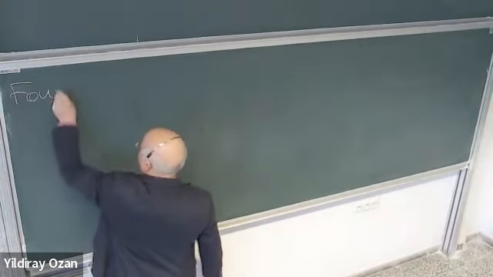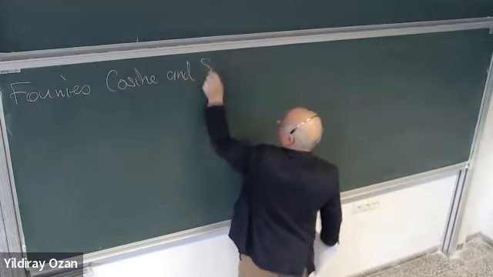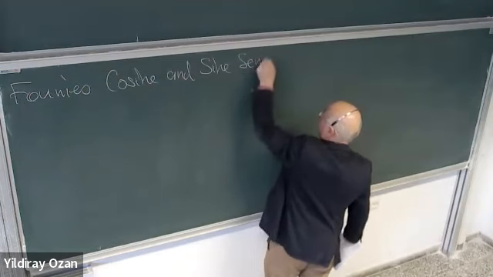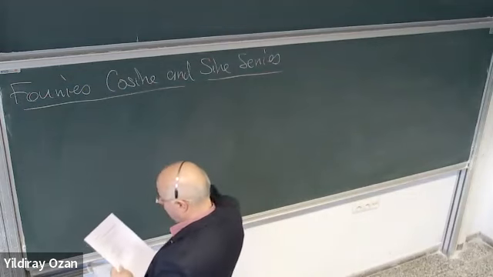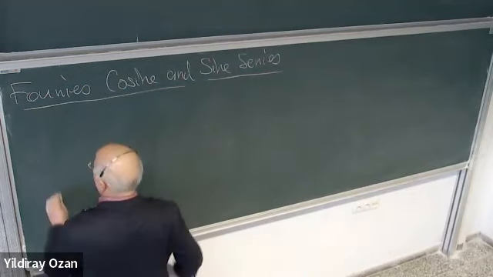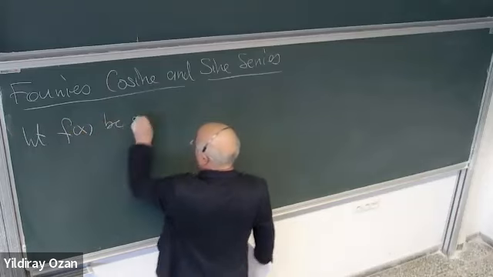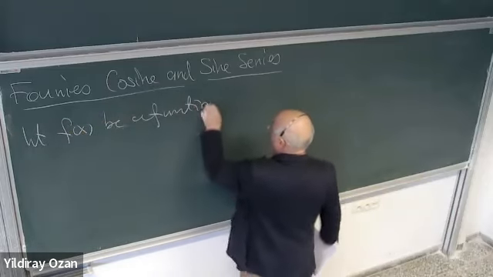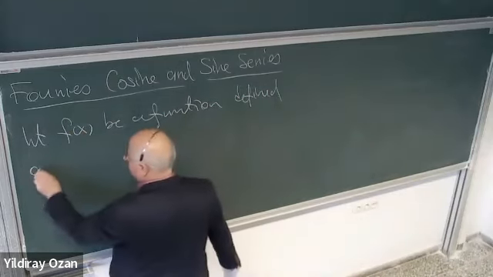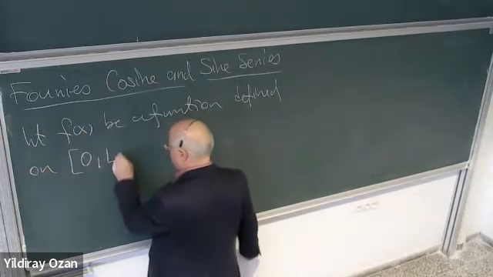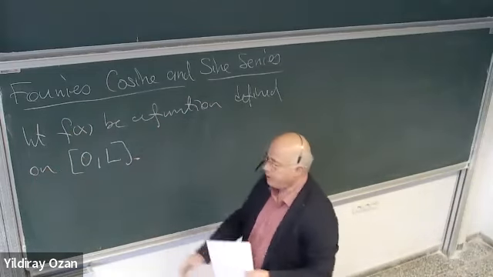Fourier cosine and sine series. Okay, now let f of x be a function defined on 0 to L. Okay, so it is not from minus L to L, but 0 to L.